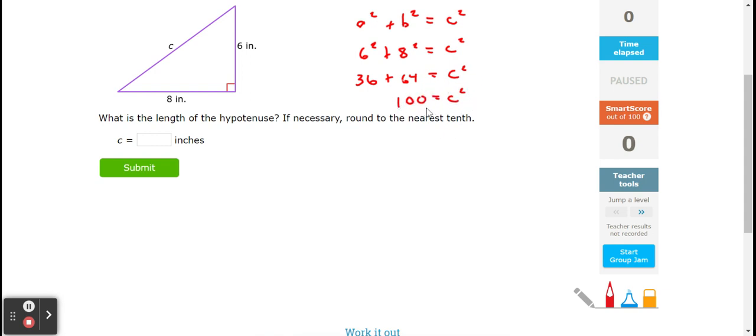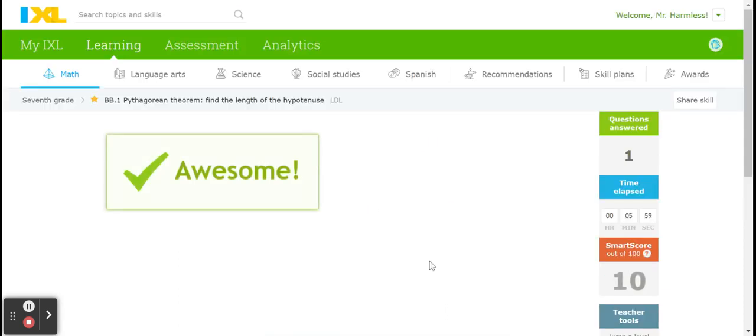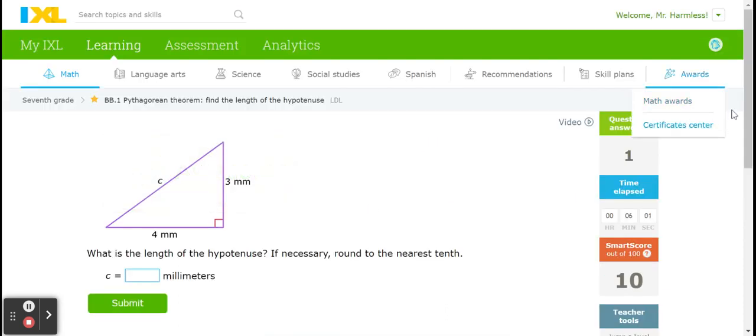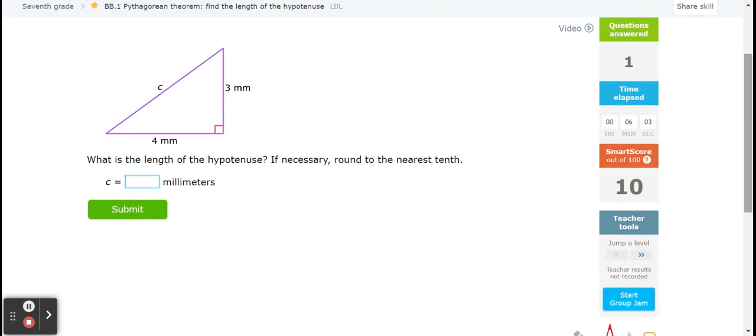And then to find out what this number is, something squared equals 100, that's what the square root key on your calculator is for. You take the square root of 100, and this one comes out perfectly at 10. And so it is 10 inches. Submit. Okay. Let's do another one.